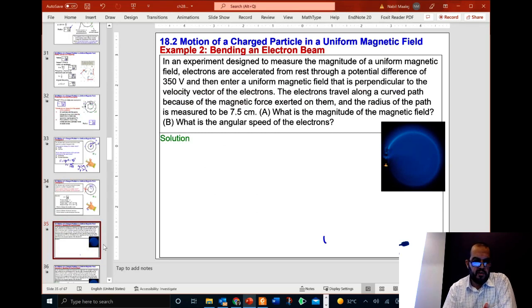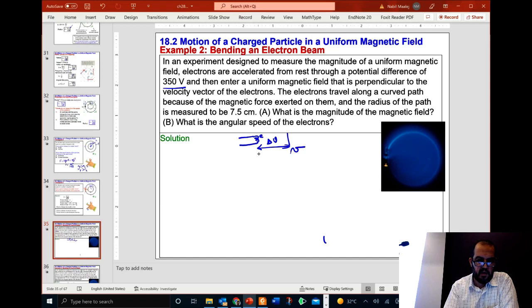So this is a very nice experiment. I don't know if you do it here. It's designed to measure the magnitude of the uniform magnetic field. Electrons are accelerated from rest through a potential difference of 350 volts. Usually we have an electron gun. You pass current through it, and you have electrons. They are accelerated through a potential difference delta V. So they get a speed v. Here they start with zero speed: v initial is 0, and v final, let's call it v.